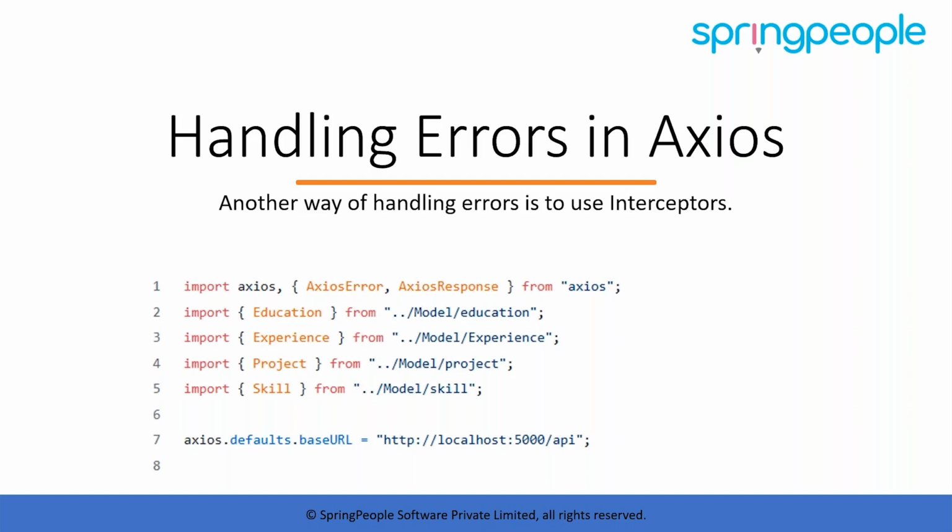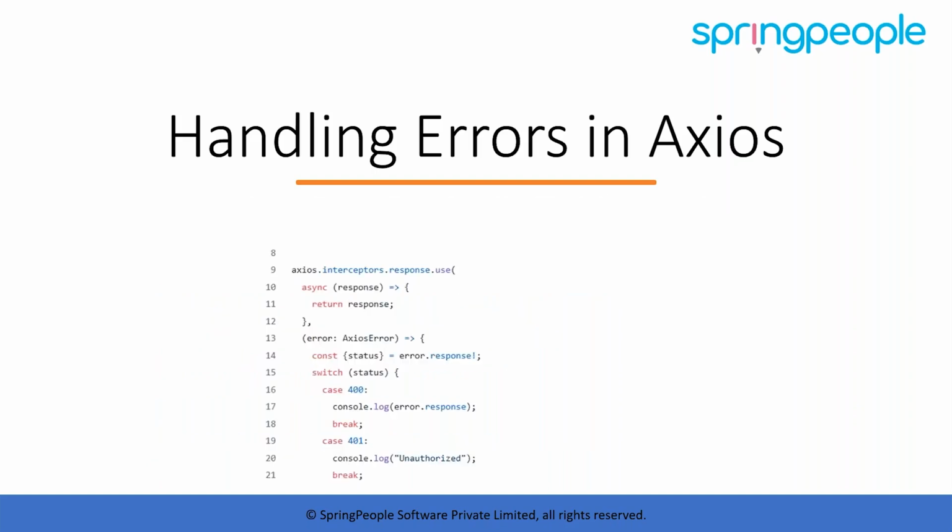Now interceptors can also be used to handle errors. These error interceptors are used when you're going to be working with multiple kinds of errors in Axios. The easiest way is to work with this. So let us have a look at what this particular error interceptor is. As you can see, there happen to be four separate models that I have: Education, experience, project, and skill. And there is a base URL, as you can see on this particular slide.